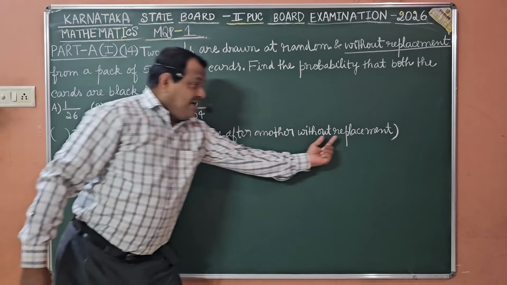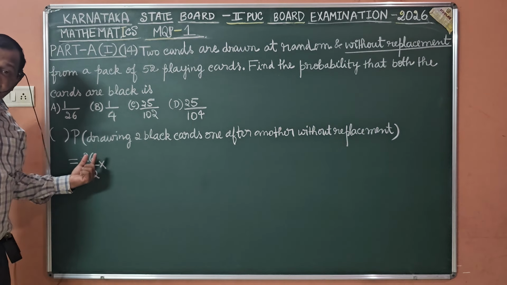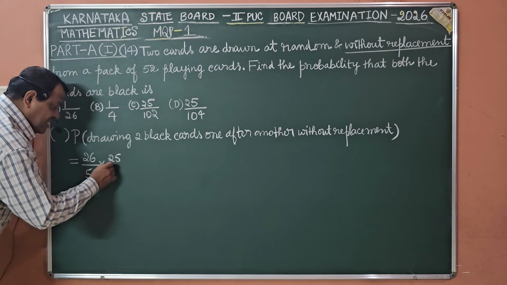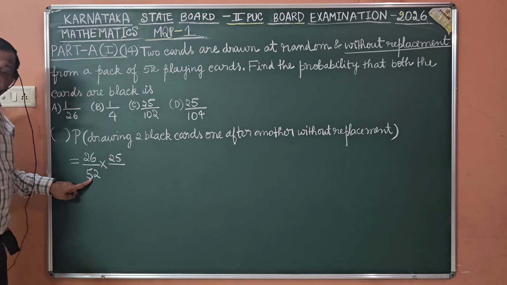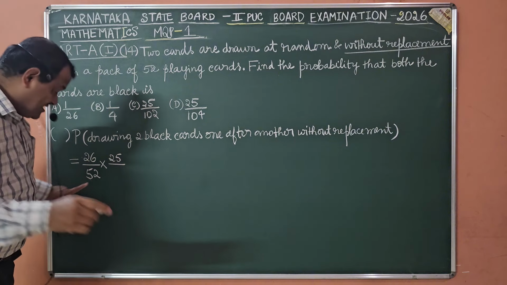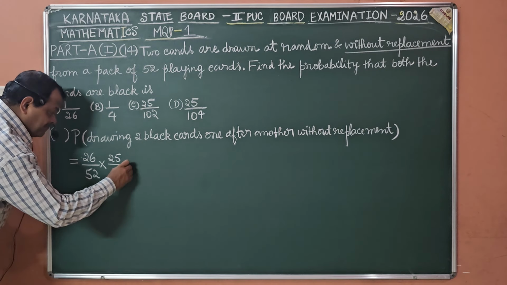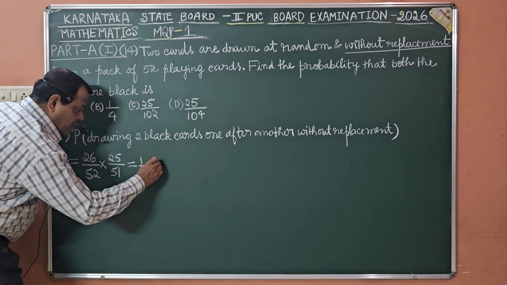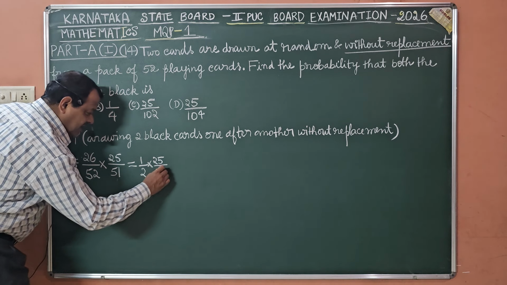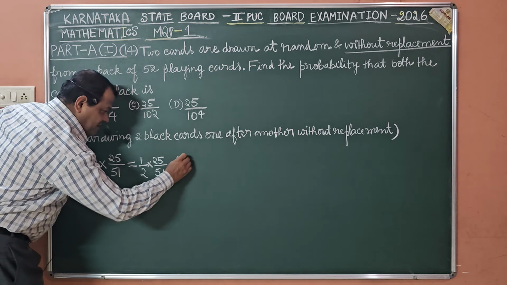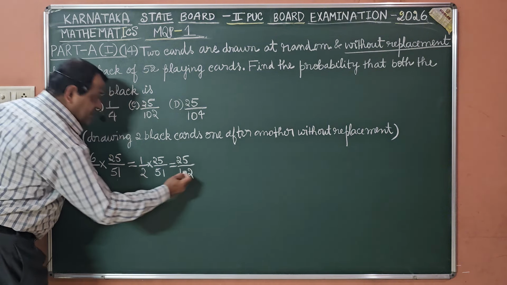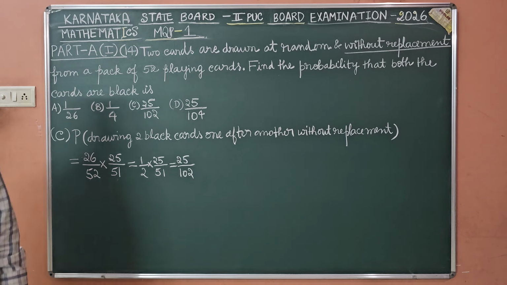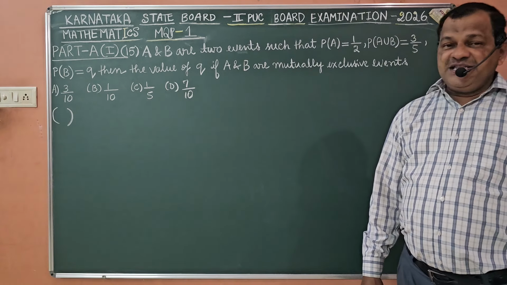Now, it is not replaced. Therefore, out of 26, 1 card less remaining, only 25 divided by, similarly, out of 52, 1 card is less, so 51. Hence, 26 by 52, half, into 25 by 51. Therefore, this is 25 by 102, which is found in option C. Kindly go through. Here is the 15th MCQ.